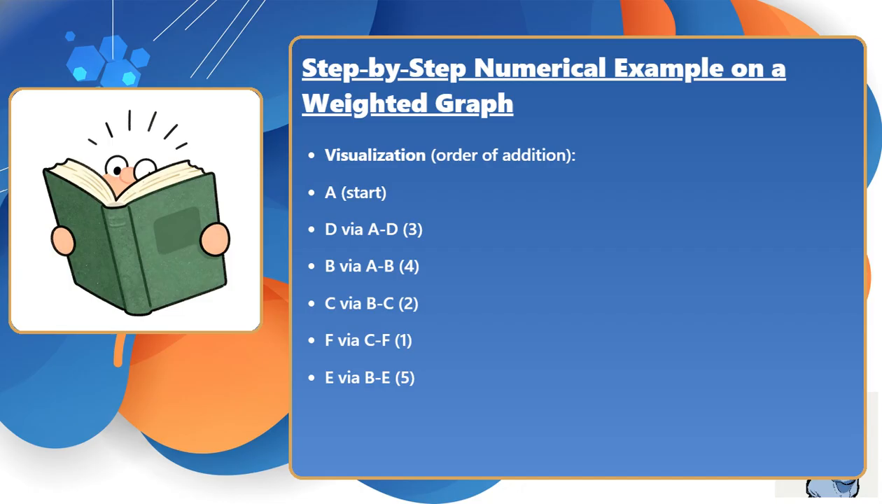Visualization of the order of addition. First A as the start vertex. Then D added via edge A dash D with weight 3. Then B added via edge A dash B with weight 4. Then C added via edge B dash C with weight 2. Then F added via edge C dash F with weight 1. Finally, E added via edge B dash E with weight 5.